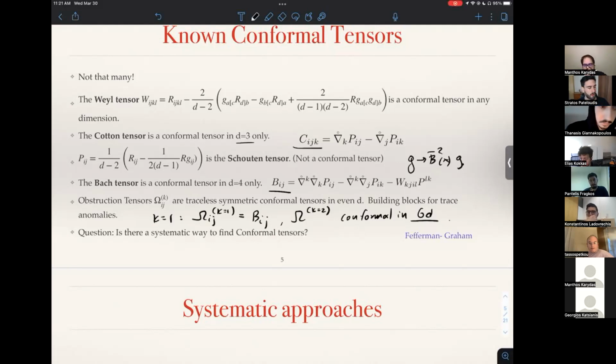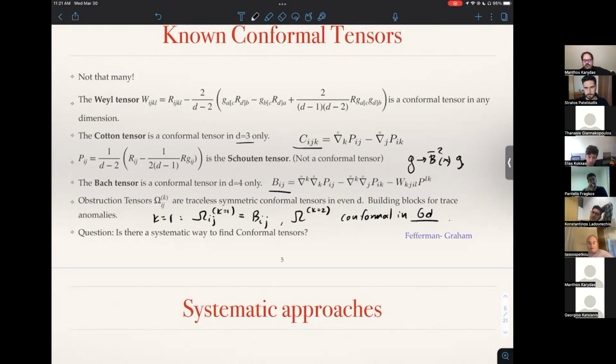So is that, for example, in 4D, the obstruction tensor is the Euler density plus the Weyl square? Oh, no, that is a conformal scalar, right? It's a scalar. But if I take the derivative of the metric with respect to the metric of this anomaly, I get the Bach tensor. That's right.